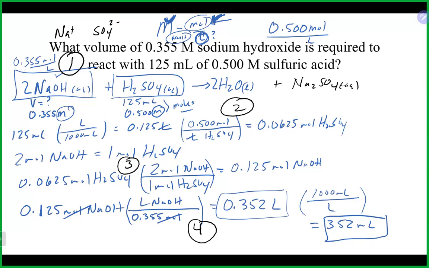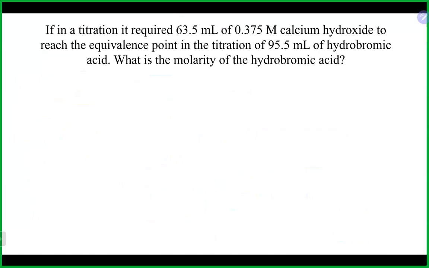All right, so try one more here. In a titration, it requires 63.5 milliliters of 0.375 molar calcium hydroxide to reach the equivalence point of 95.5 milliliters of hydrobromic acid. What is the molarity of the hydrobromic acid? So again, a titration type problem, basically the same type of problem we've been doing here.